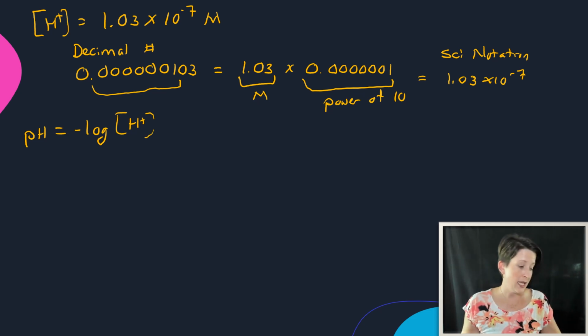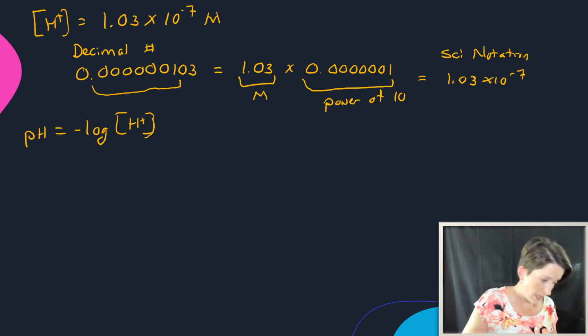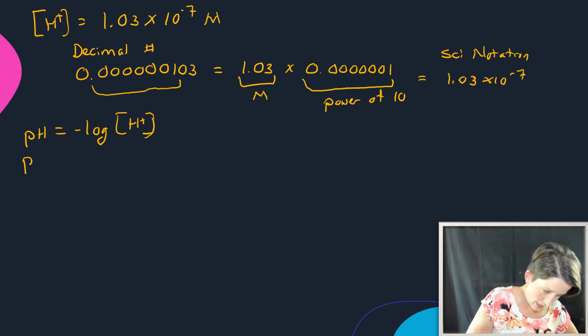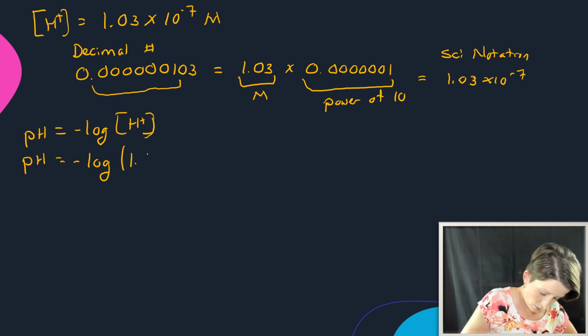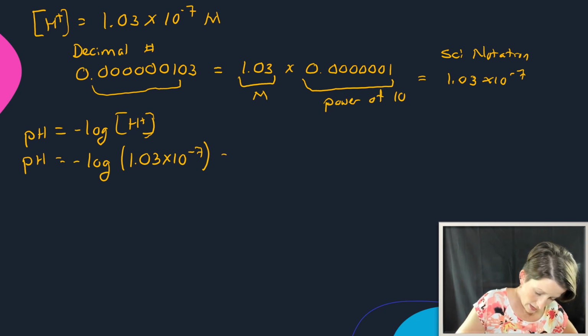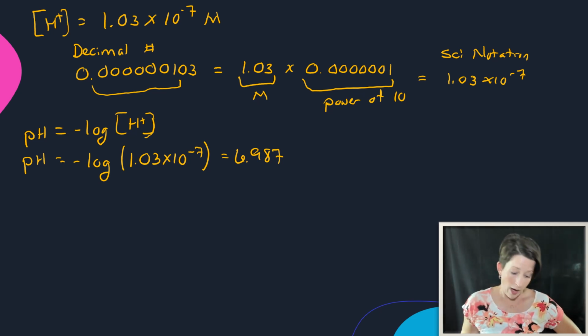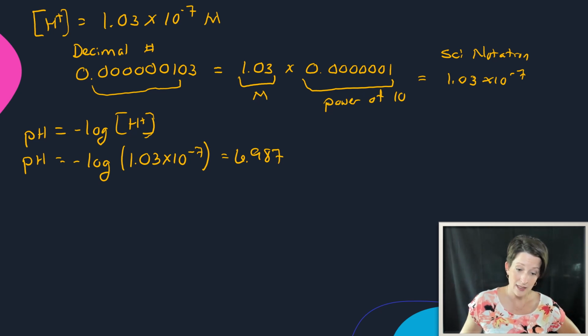The negative log is the inverse function. Since the exponent is negative, we would get a negative whole number, but by taking the negative log, we get a positive whole number, just to make things easier. So when we take the pH, the negative log of 1.03 times 10 to the negative 7, we get 6.987.